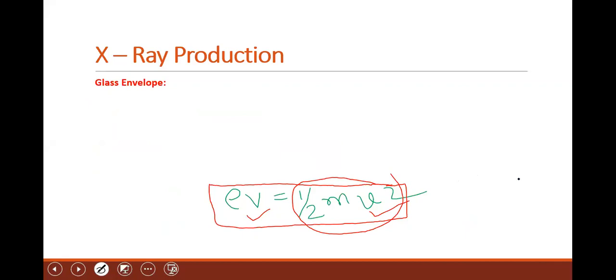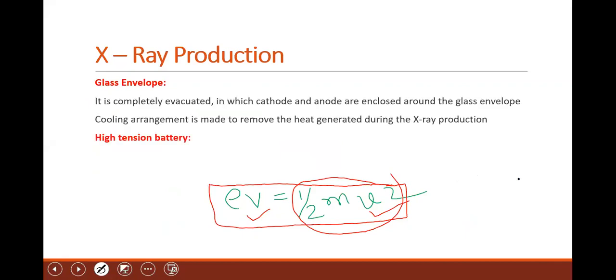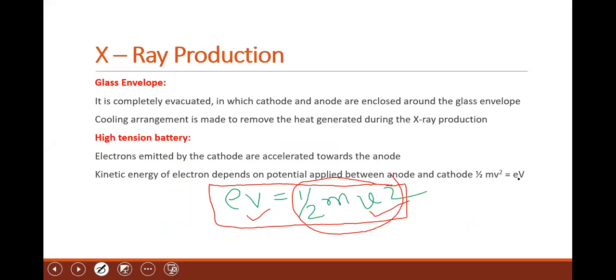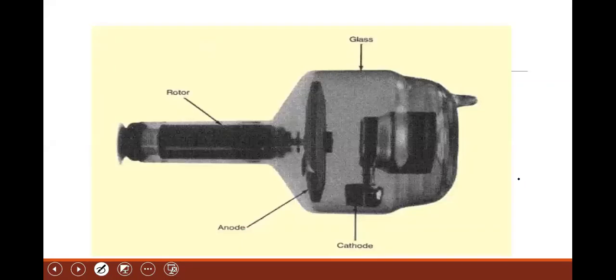high kinetic energy voltage. EV equal to high tension battery. What is the purpose of the high tension battery? To accelerate the electrons. That is okay.